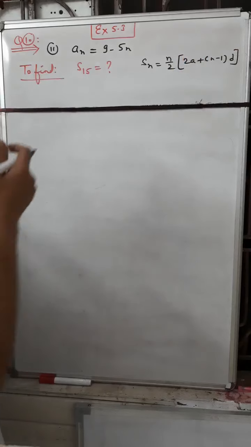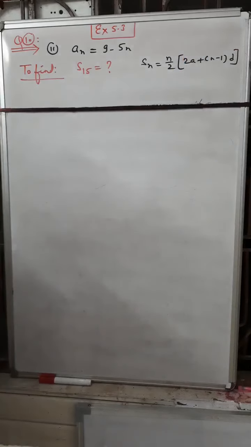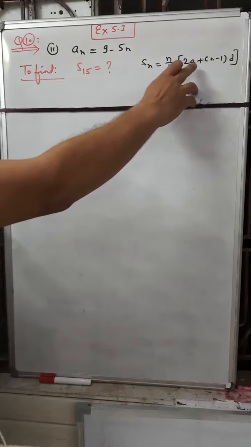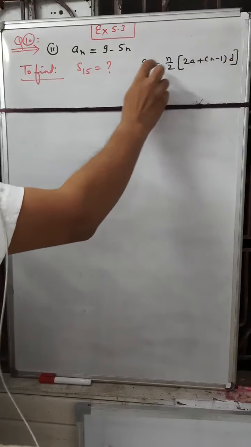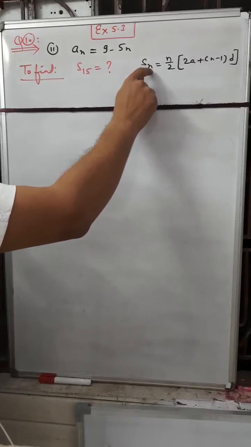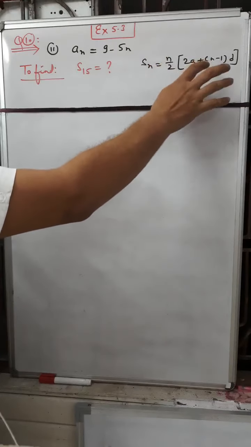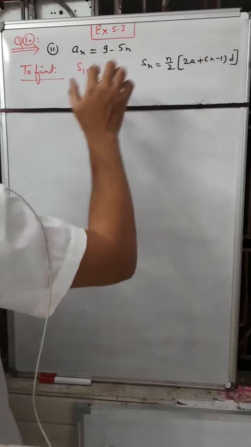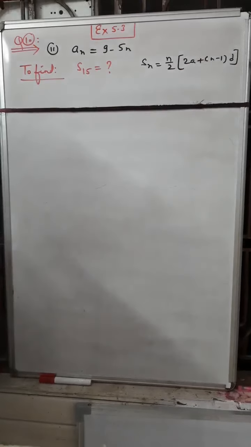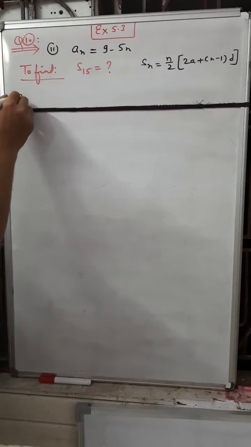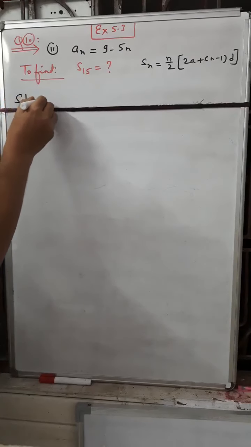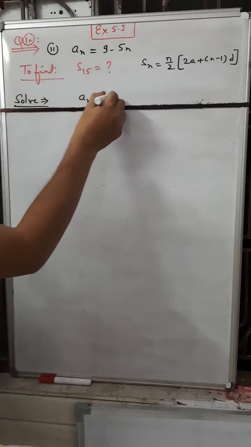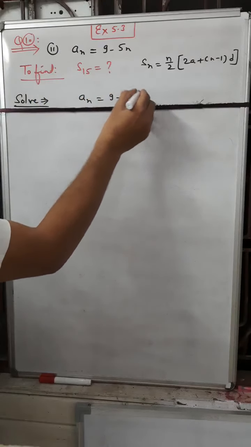So before finding the value of S15, we must find the values of a and d. We will put n equal to 15, 15 by 2, but we need the values of a and d for finding S15. So we have found an equation: an is equal to 9 minus 5n.